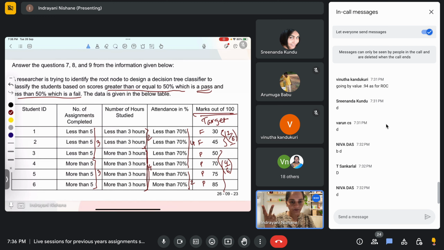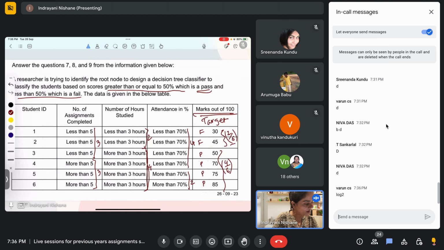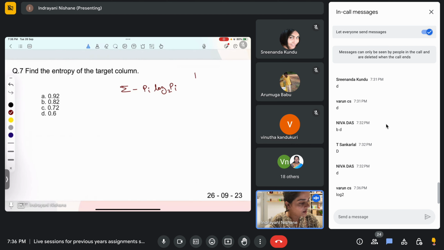2 classes. So we'll have to do this calculation to the base 2, log to the base 2. Now if you see, this probability or p value is 2 by 6 and 4 by 6, no? P of fail is 2 by 6, which is 1 by 3, 0.33, and P of pass is 4 by 6, which is 2 by 3, which is 0.67.